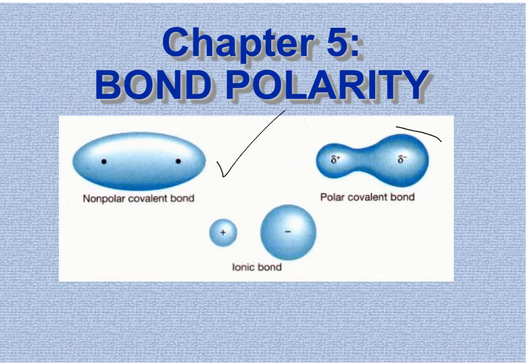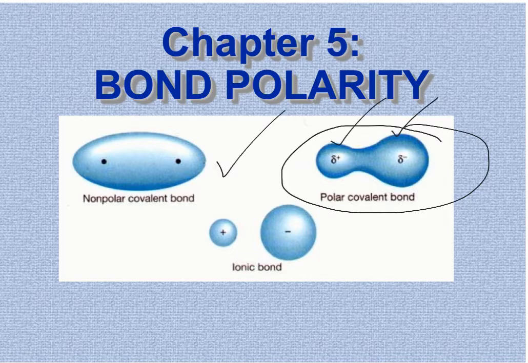Then let's look over, it's still a covalent bond, but the electrons are skewed a little bit. They're a little bit closer to one of the bonding atoms than the other. And because of that, there is a partial charge development. And then, of course, an ionic bond is the extreme of polarity where there's full development of charge.